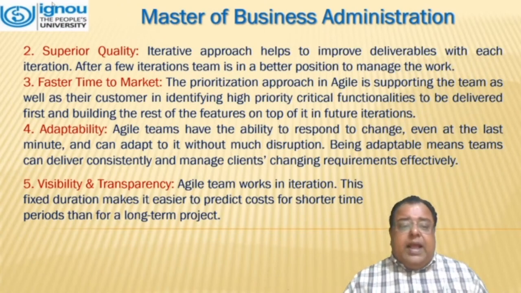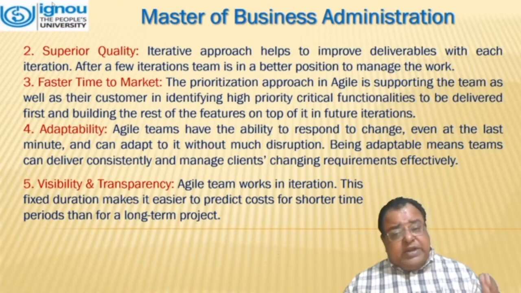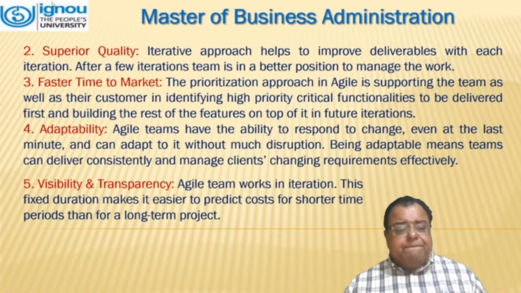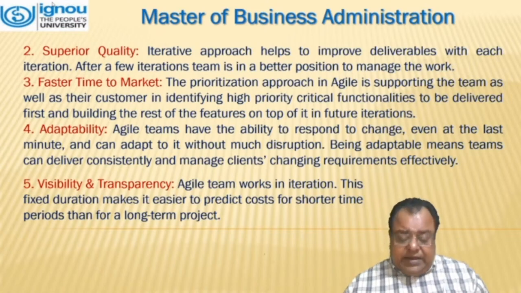Adaptability. Agile teams have the ability to respond to change, even at the last minute, and can adapt to it without much disruption. Being adaptable means teams can deliver consistently and manage clients' changing requirements effectively. Fifth one is visibility and transparency. Agile team works in iterations. This fixed duration makes it easier to predict costs for shorter time periods than for a long-term project.